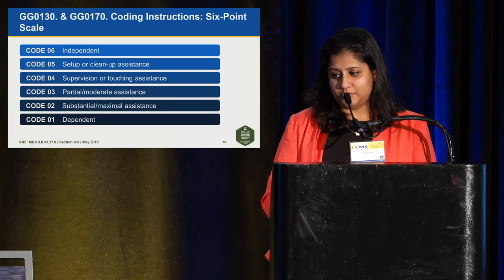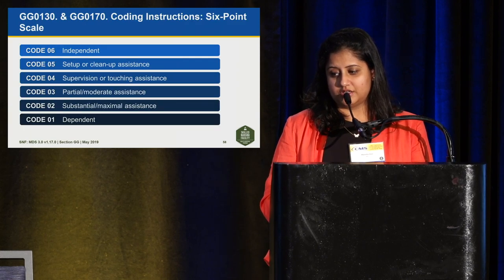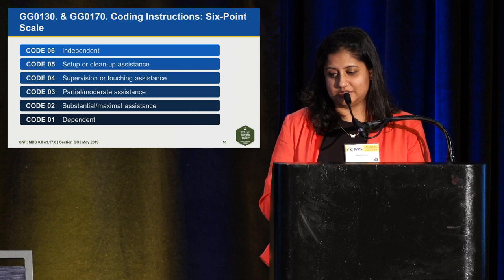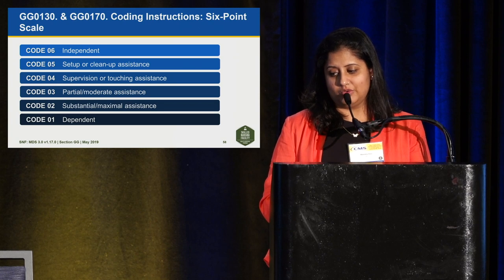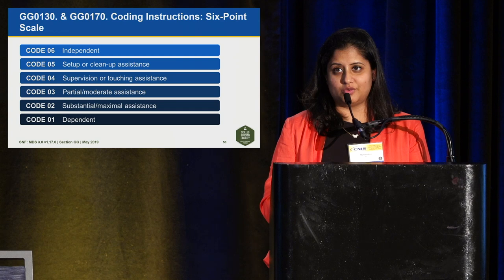So this is the 6-point coding scale. 06 is independent, 05 setup or cleanup assistance, 04 supervision or touching assistance, 03 is partial or moderate assistance, 02 is substantial or maximal assistance, and 01 is dependent. And this is what's used for GG0130 and GG0170.